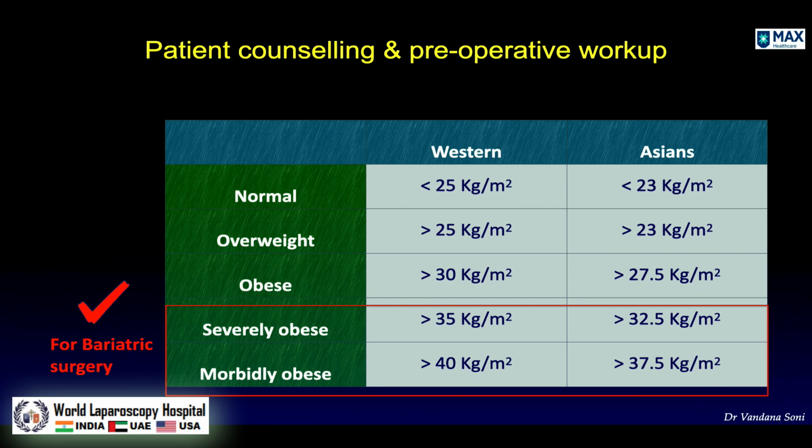So how do we determine? In Caucasians, a BMI of more than 35 with existing comorbid conditions, and for Asians, a BMI of more than 30 to 45 with existing comorbid conditions. These are the patients who will become eligible candidates for bariatric procedures.